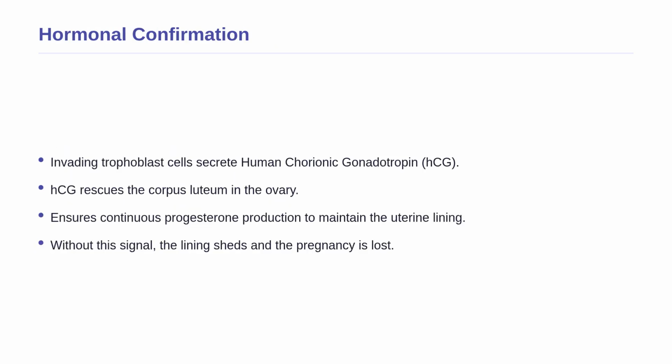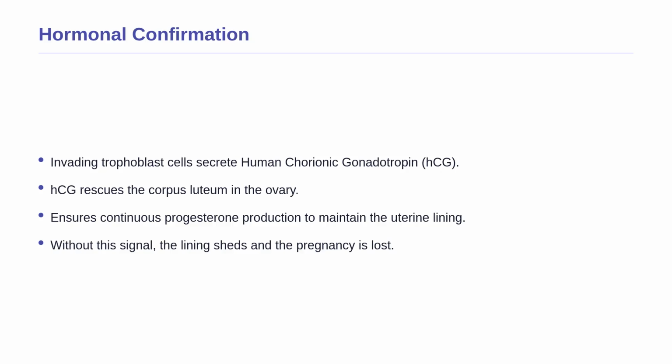So, we have successfully timed the implantation, and the embryo has attached. What happens next? Once the embryo invades the endometrium, its outer trophoblast cells immediately begin shouting for survival by secreting a hormone called human chorionic gonadotropin, or HCG.